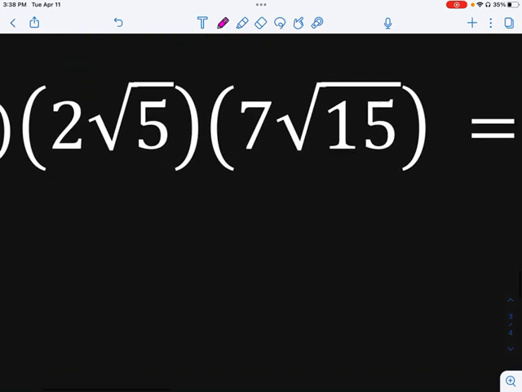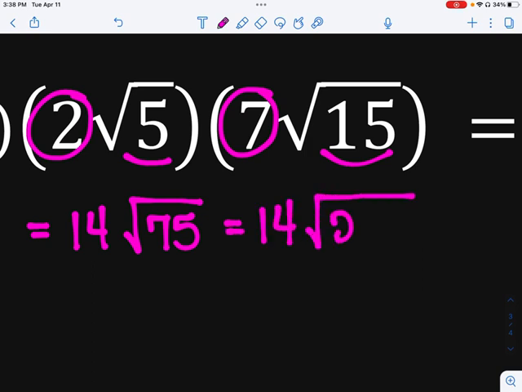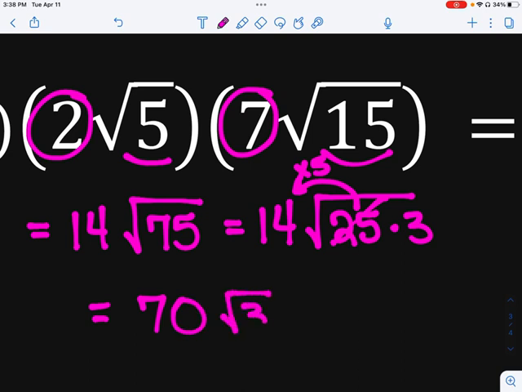On this next one, we have some coefficients. So I'm going to take this 2 and multiply it to the 7. 2 times 7 is 14. Then I multiply the 5 times the 15, which is 75. Now I go to simplify. Are there any perfect square factors of 75? There are: it's 25 times 3. The square root of 25 is 5, so we bring that out. And we go 14 times 5, that is 70, square root of 3.